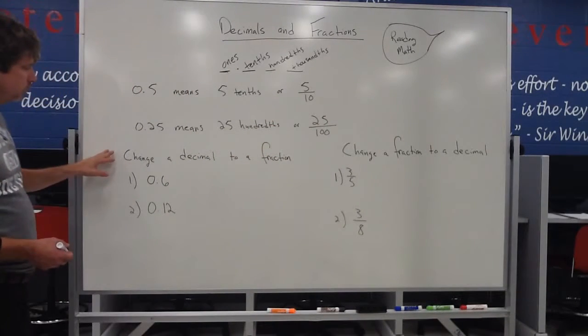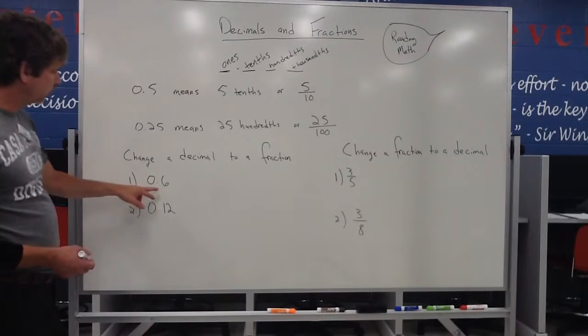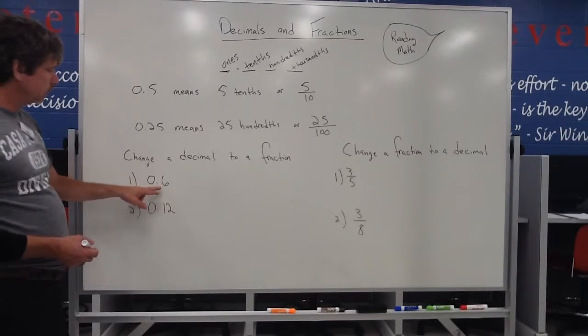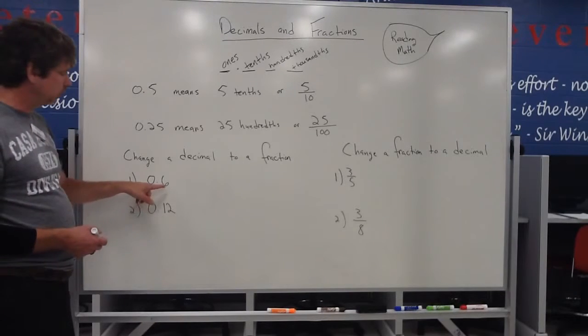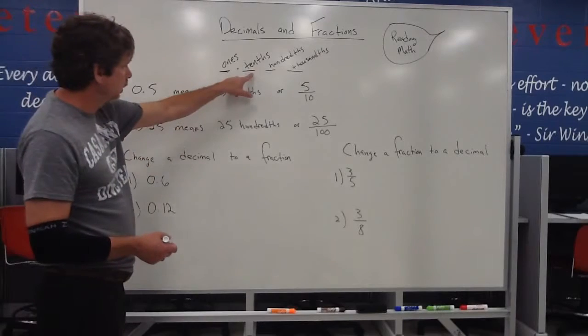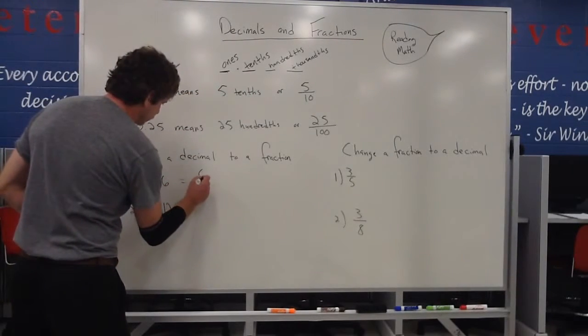So this leads us to changing a decimal to a fraction. So for instance, I get the 0.6. To change that to a fraction, if you can read it, you can do it. So if you look at this as a 6 in the tenths place, this equals then 6/10.